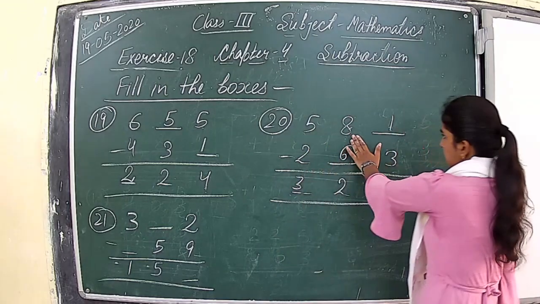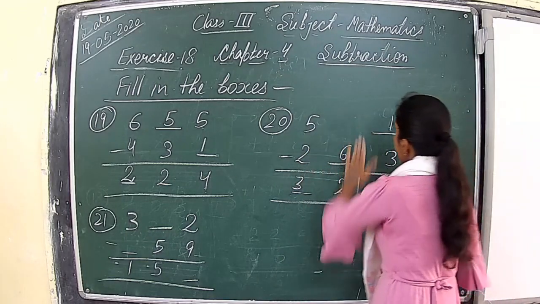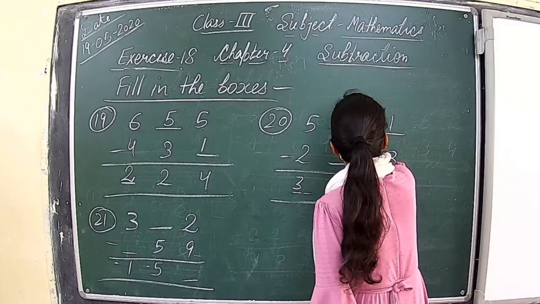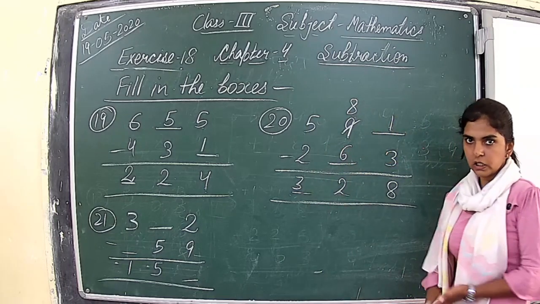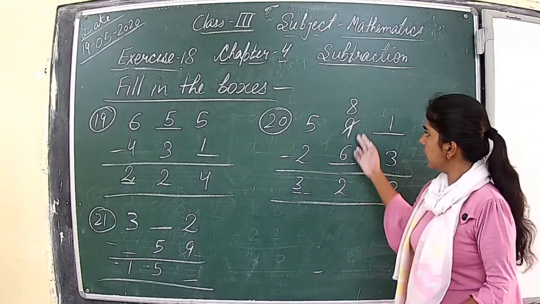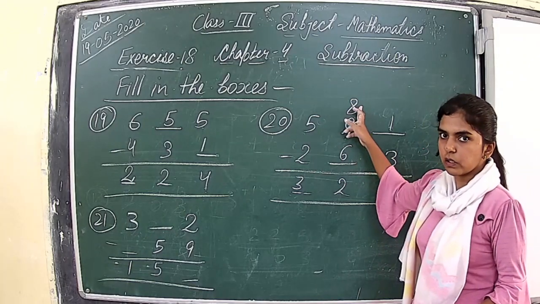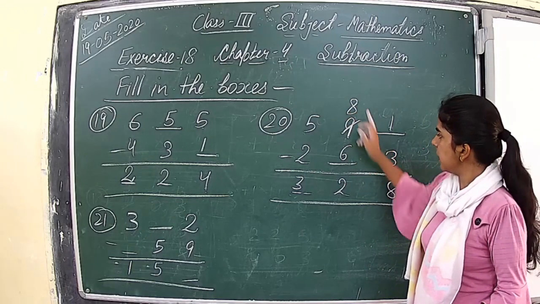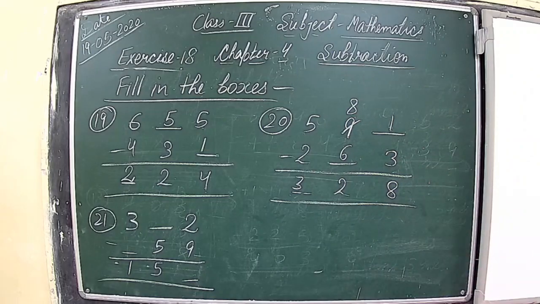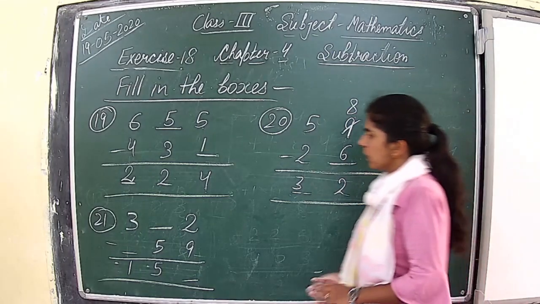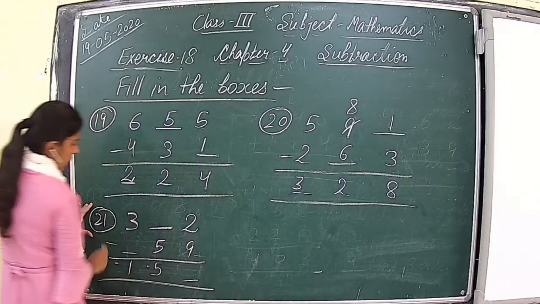So at this place, what you have to do, you have to write the number like that. 9. Then you will cross this number and it will become 8. 8 minus 6 is equal to 2. Okay. Next. Question number 21.